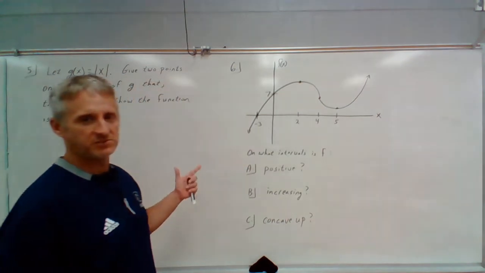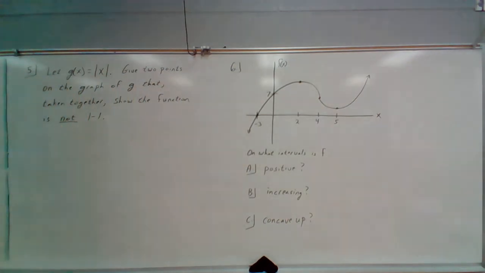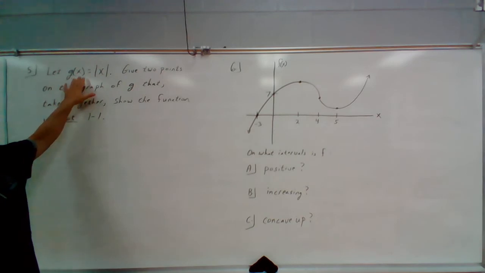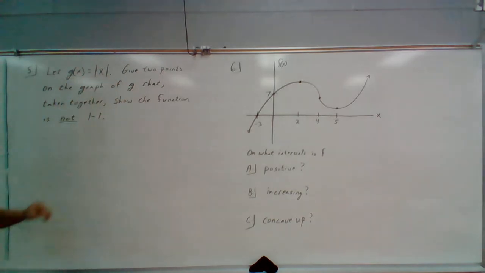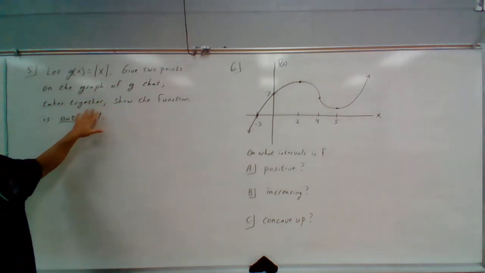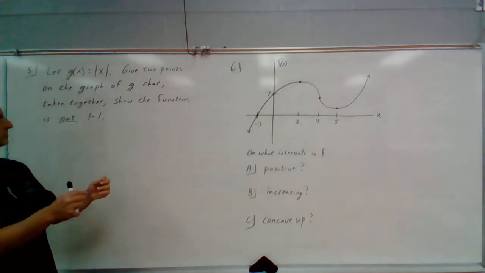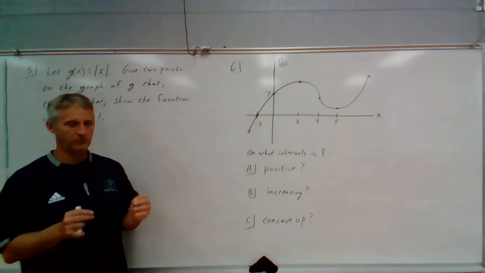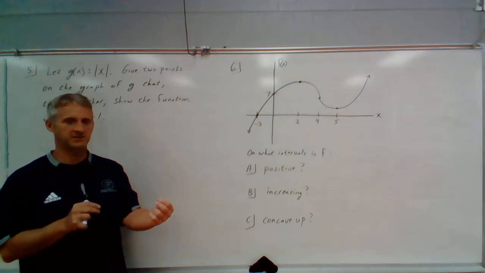All right, 2 more problems for you. Again, pause the video, work these out, and then we'll go over the solutions. All right, so number 5. So I have the function g of x equals the absolute value of x. I want 2 points that, if you took those 2 points, would show that this function is not 1 to 1. So remember, 1 to 1 is the horizontal line test.